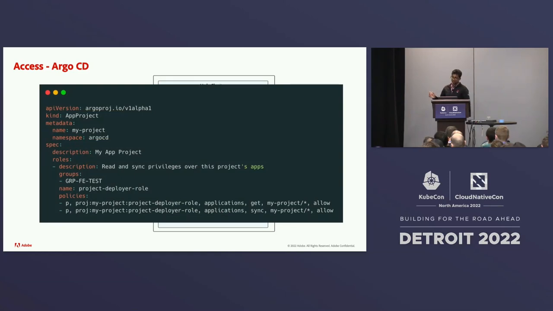This is an example of what the Argo CD app project that we use looks like. You can see that the project definition includes specified authorized groups and their associated role permissions over the resources in this project.